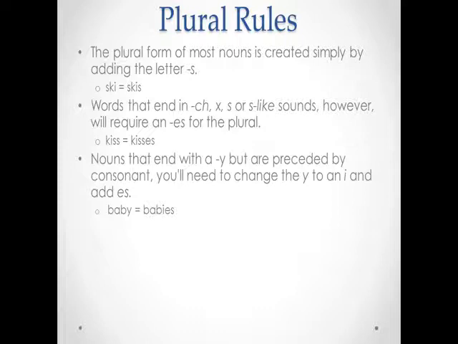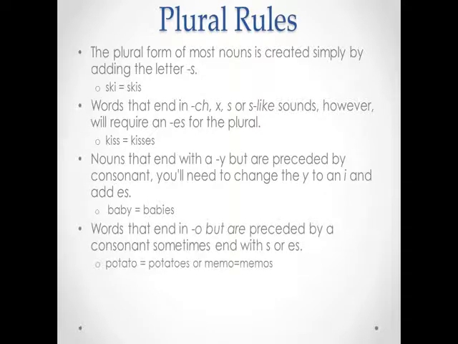Sometimes you have nouns that end with a Y that are preceded by a consonant. If that's the case, then you change the Y to an I and add an ES. So the example here is we have the singular noun baby. We've changed that to the plural noun babies.